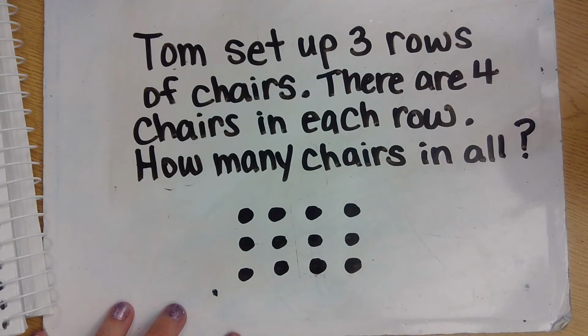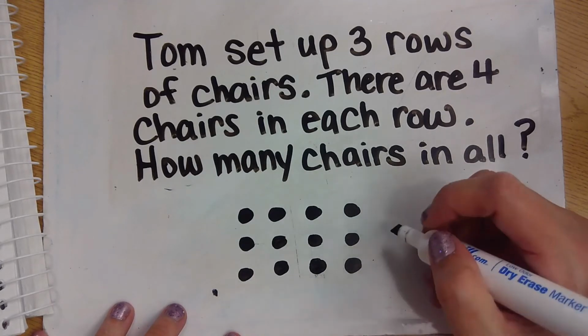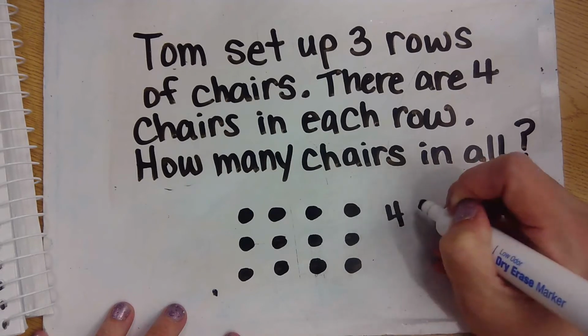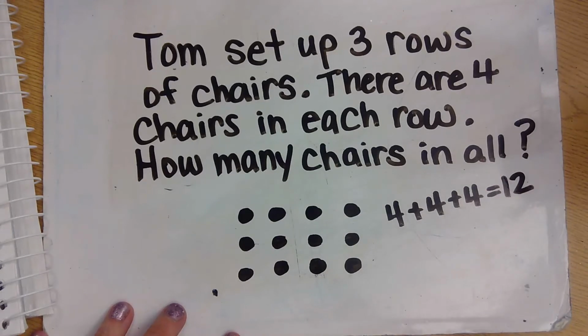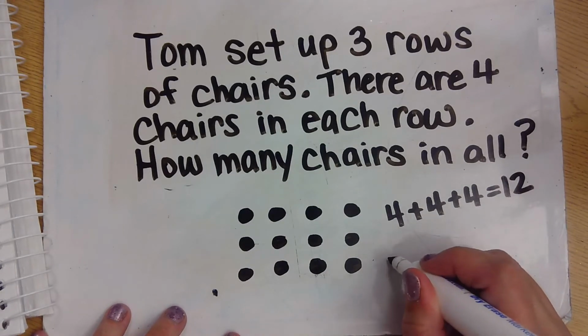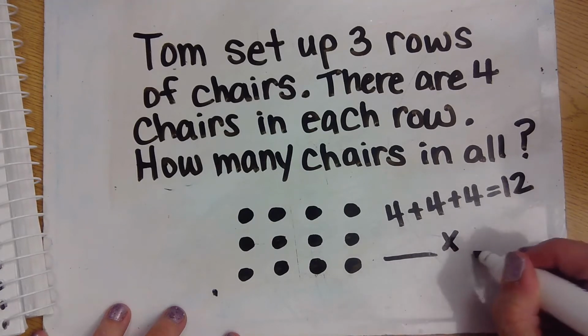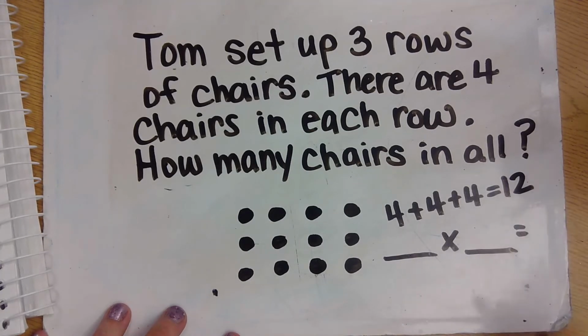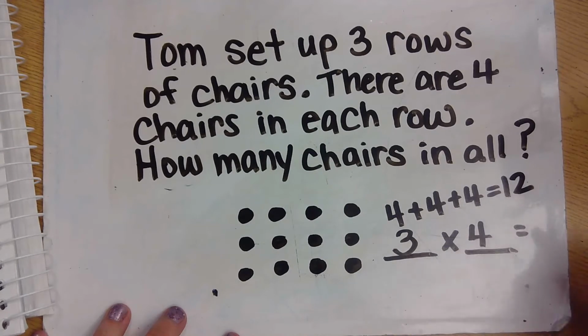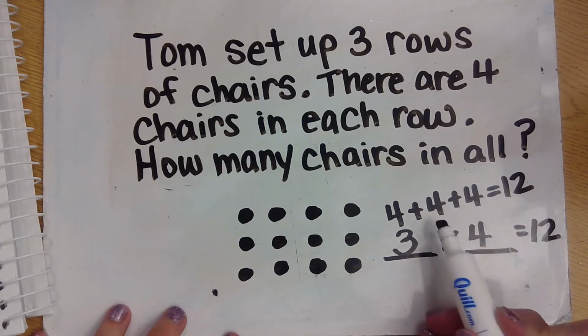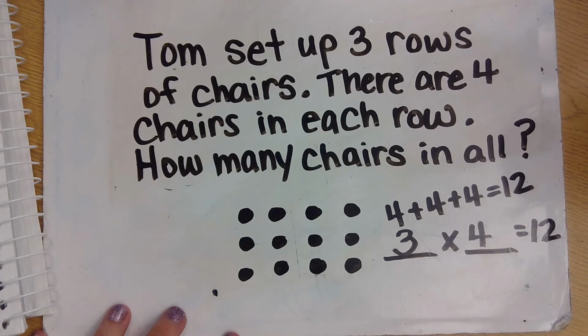Okay, so as soon as I have that drawn, I can see that the number model is the same as problem number 1. 4 plus 4 plus 4 equals 12. Another way to write that is by saying rows first times how many chairs are in each row. So I know that I have 3 rows times 4 chairs in each row, and that equals 12 chairs in all. So I can show my number model in either an adding way or a multiplication way. Boys and girls, you did a great job working on your equal groups number stories.